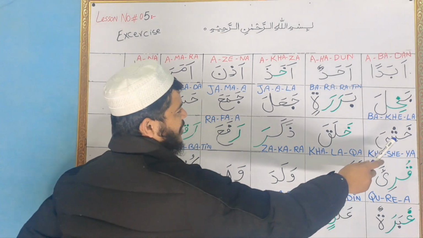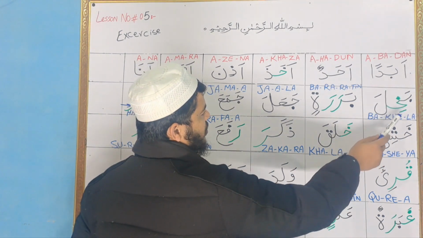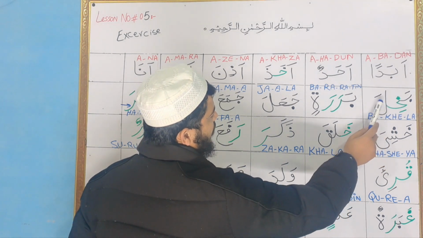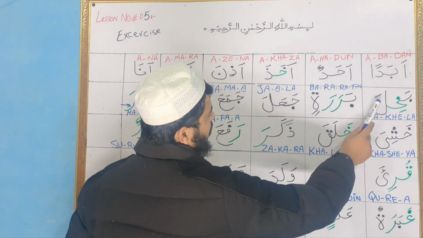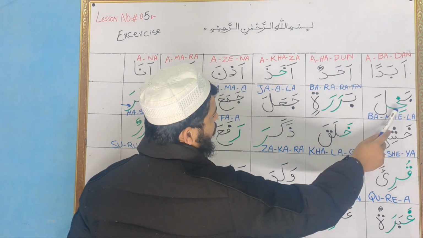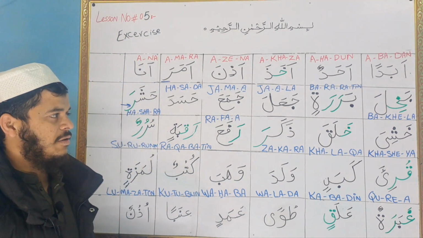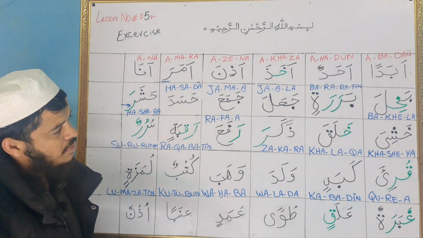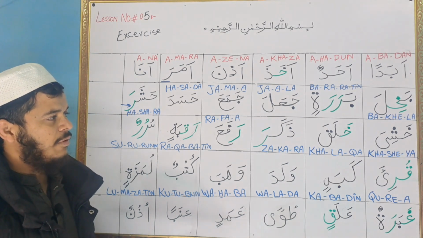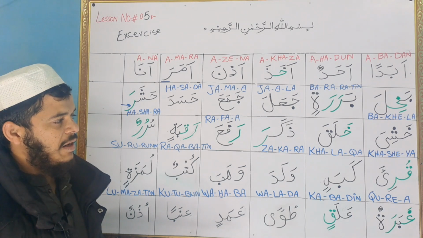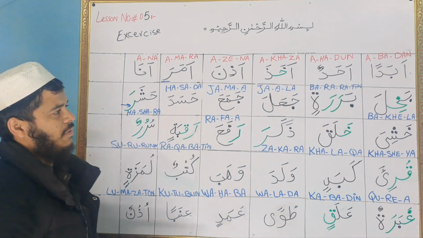So, next, Ba Fatha Ba, Kha Kasra Khi, Lam Fatha La, Ba Khi La. Okay, so you can practice with spellings and without spellings. So basically we have to read without spellings, but with spellings for the beginners it makes it easier for them. So that's why we are going this way.